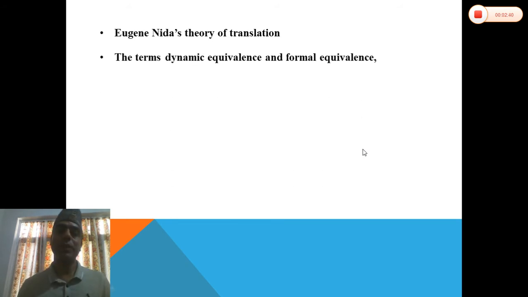and he has coined two terms in translation. The first one is dynamic equivalence and the second one is formal equivalence. Dynamic, the word itself has some meaning. Dynamic equivalence focuses on sense to sense translation, not word to word translation.